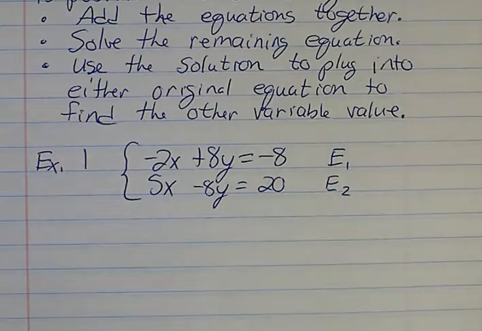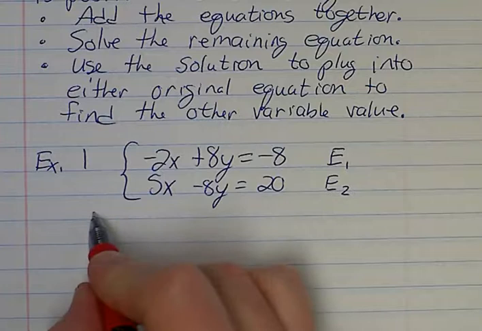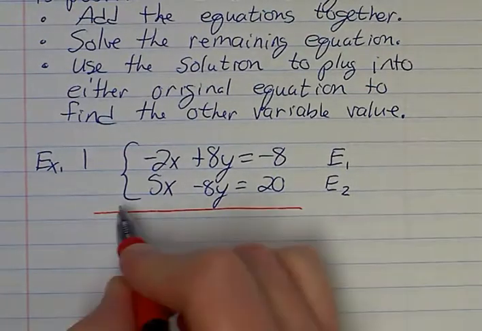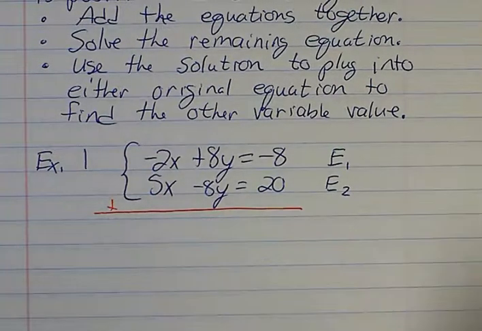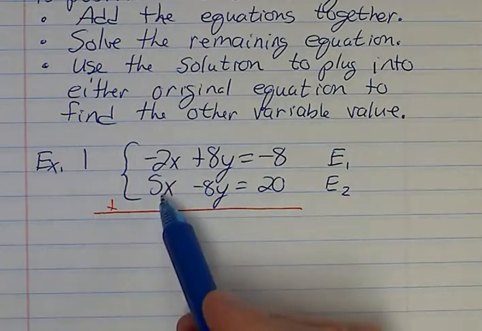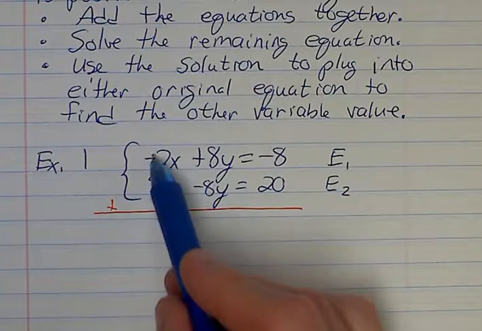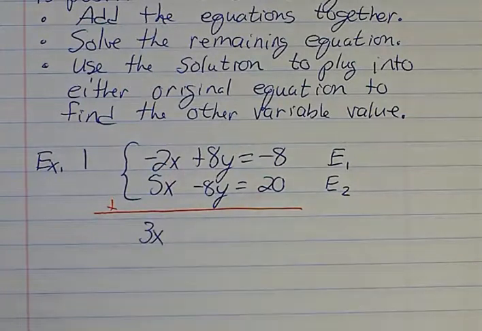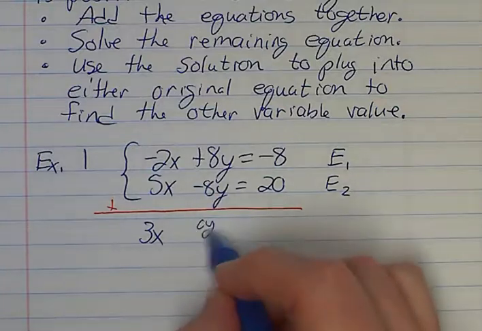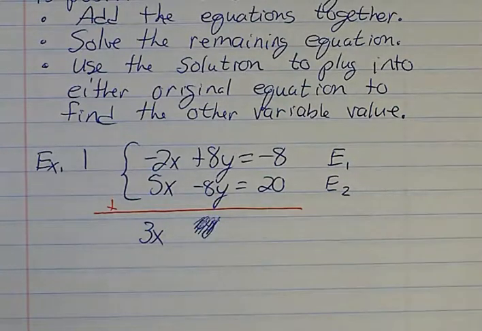So all you're going to do then is, now when we add these together, we're not going to rewrite it. We're not going to rearrange it. We're just going to stack them up, and then just start adding up and down. You've got negative 2 plus 5, or if you do it in reverse order, it's 5 minus 2. So that's 3x. If you do 8 minus 8, that is 0y, and that's what we want because now it's gone because it's eliminated, because there's no y's there.